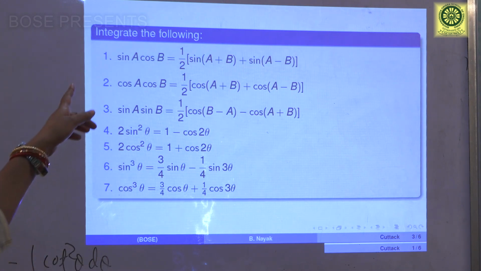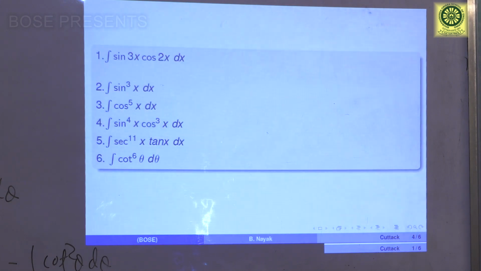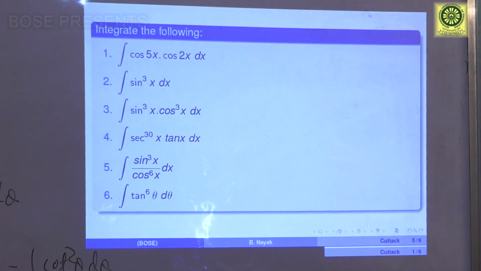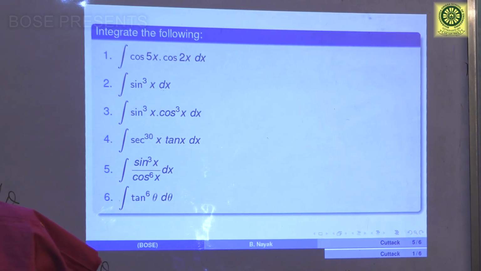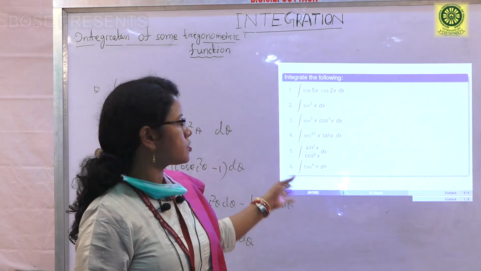Now you have to just memorize this trigonometric formula to solve these related problems. And these are the problems we have solved here, and this is the assignment for all of you to do. Hope you all understood this class, so you can solve these problems.